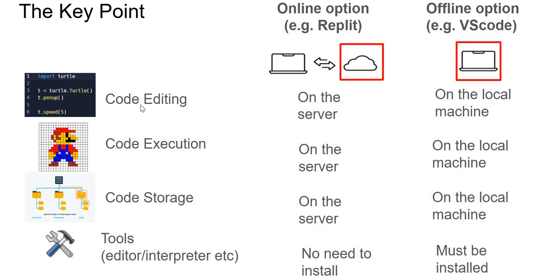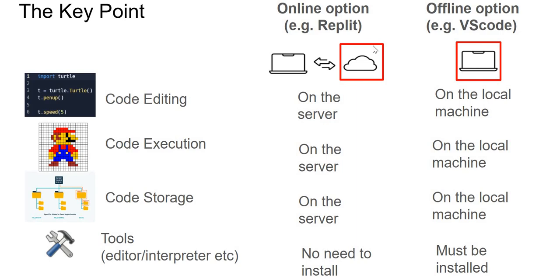Before moving on, let's just try to understand what exactly is going on here. What exactly do we mean by an online option versus an offline option? Online option, for example, Replit, or offline option, for example, VS Code. Now, whenever we are using an online option, for example, Replit, we just get to our browser and say www.replit.com, and that basically connects us to the servers of the service provider.